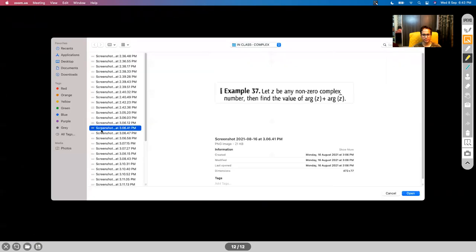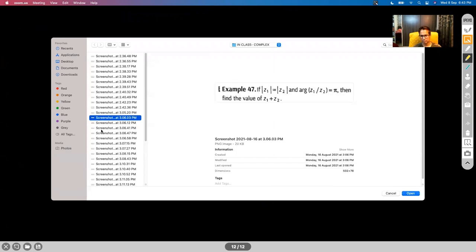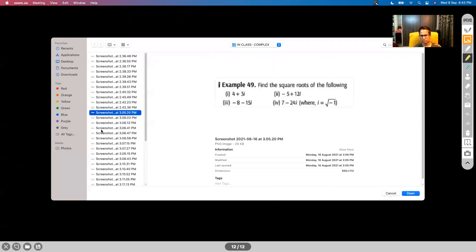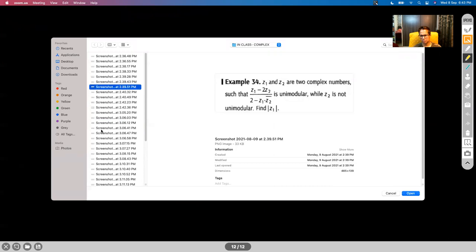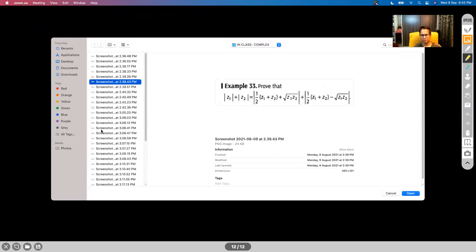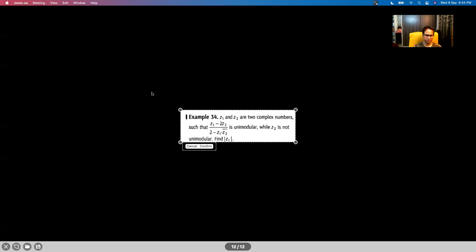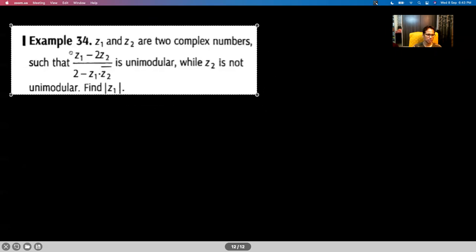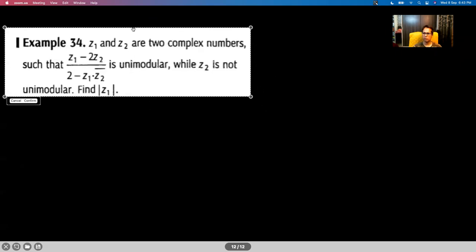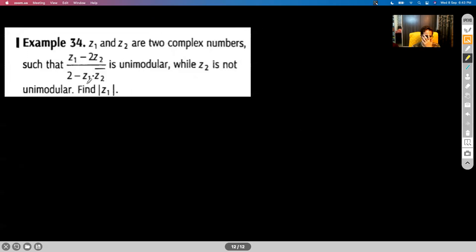Okay. Let's start with this question. Okay, let's take this question. If Z1 and Z2 are two complex numbers such that Z1 minus 2Z2 upon 2 minus Z1 into Z2 conjugate is unimodular.